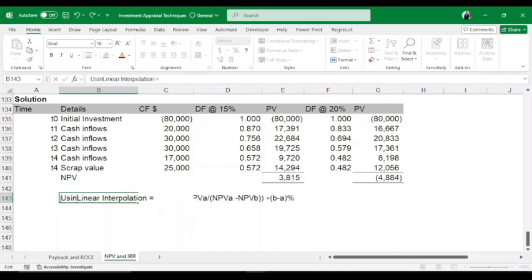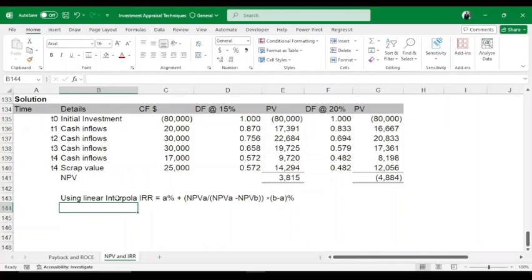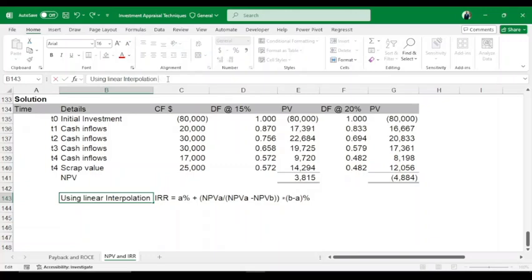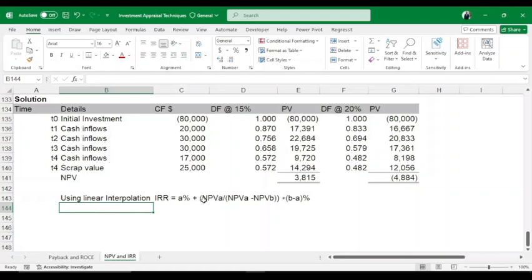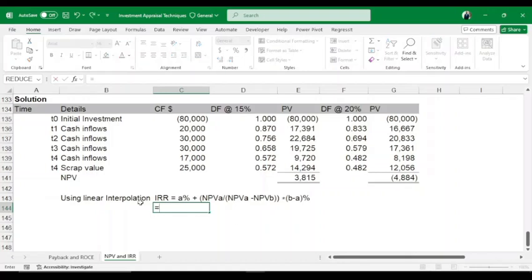So let me say, using linear interpolation, IRR is equal to A% plus this. So all we have to do is to determine the values here. So what is our A%?